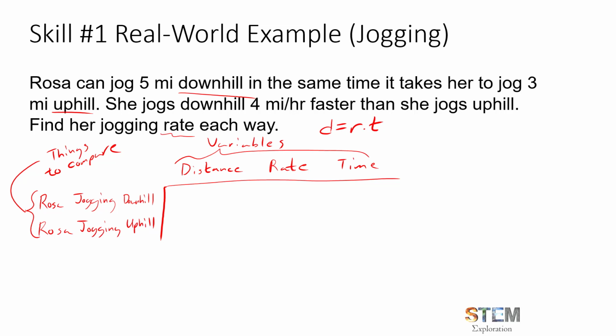And granted, there wouldn't be a lot of points, but I think this is valuable just to be able to do this. So now what I want to do here is just start listing out some of the things that are listed out here. And what I see specifically is that Rosa can jog 5 miles downhill at the same time it takes her to jog 3 miles uphill. So she can jog 5 miles downhill and 3 miles uphill.